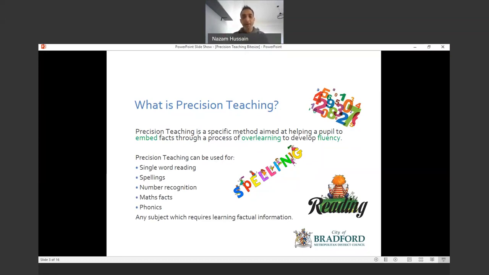And some of the most common areas that schools tackle are around single word reading or spelling, number recognition, maths facts, something around phonics, just those discrete tasks that you want to develop fluency in. It can really be applied to any subject which requires learning factual information.